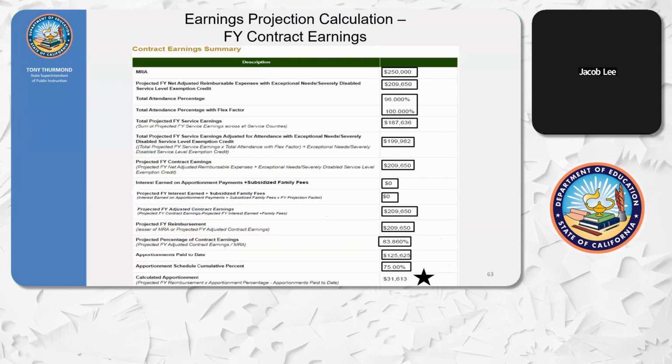Next, you'll see the apportionments that were paid to date for the agency. This agency had received $125,625. And then immediately following that, you'll see the apportionment schedule cumulative percent of which this calculation is being based off of. And that's going to be 75%. And then lastly, we'll see the calculated apportionment for this contract earnings summary. And that's going to be the projected fiscal year reimbursement times the apportionment percentage of 75% minus any of the apportionments that were paid to date. And that's going to give us a calculated apportionment of $31,613.